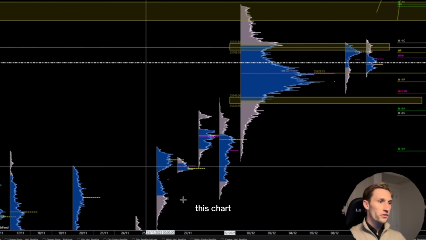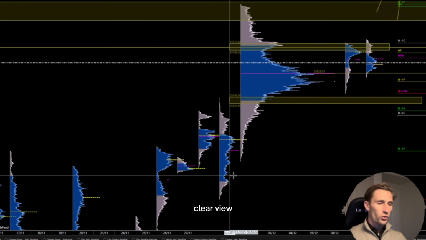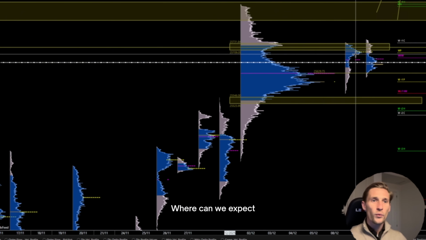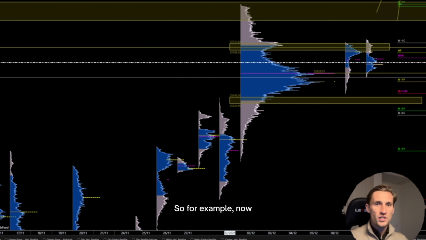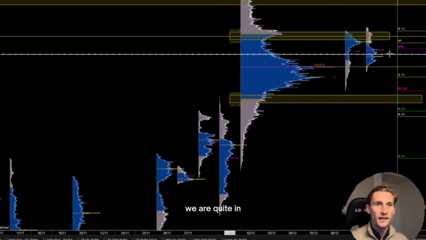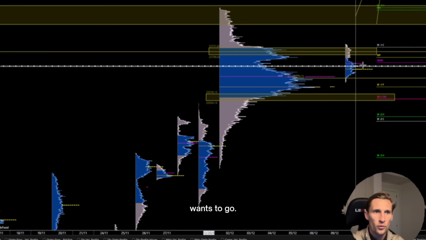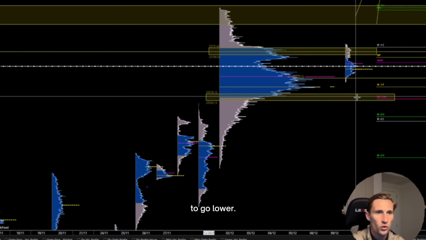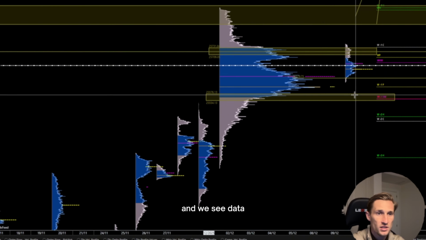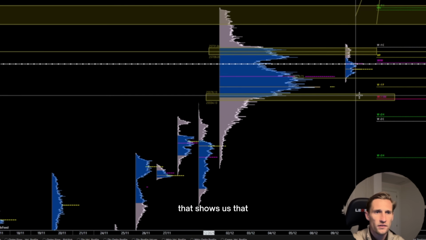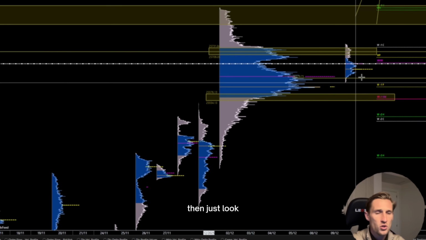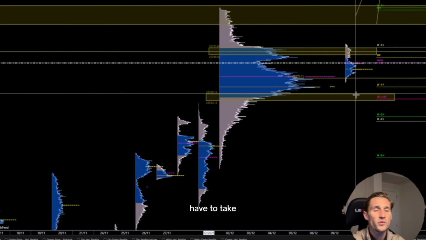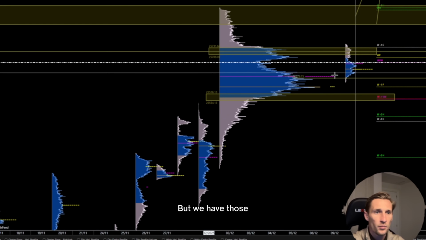So through this chart, you can get a very clear view on your bias. Where can we expect price to go? So for example, now at this moment, we are quite in the middle of a zone. So I think it's better to have a little bit of patience. Just see where price wants to go. For example, if we break this point of control here, we can expect price to go lower. And if we are here and we see data that shows us that we are maybe getting a reversal, then just look for longs again. And then you don't have to take that long all the way up here, but we have those target points.